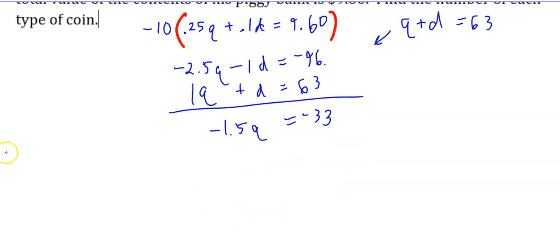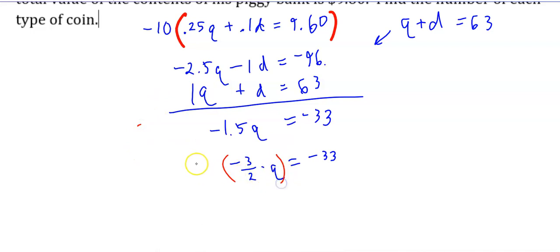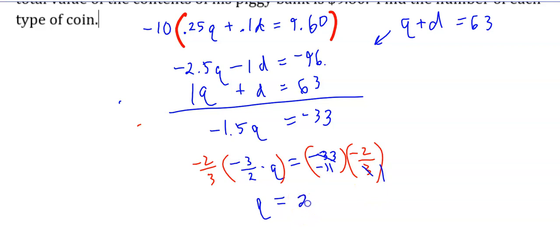You might want to write this as a fraction. This might be easier. Negative 3 over 2 times q equals negative 33. So I multiply both sides by the reciprocal, negative 2/3. And so you get q equals, the 3's cancel, negative 11 times negative 2, so positive 22. I'm glad I got a positive number. You have 22 quarters. If they add up to 63, so minus 22, this would be 41, and we have 41 dimes. You can always work that out, make sure it works.